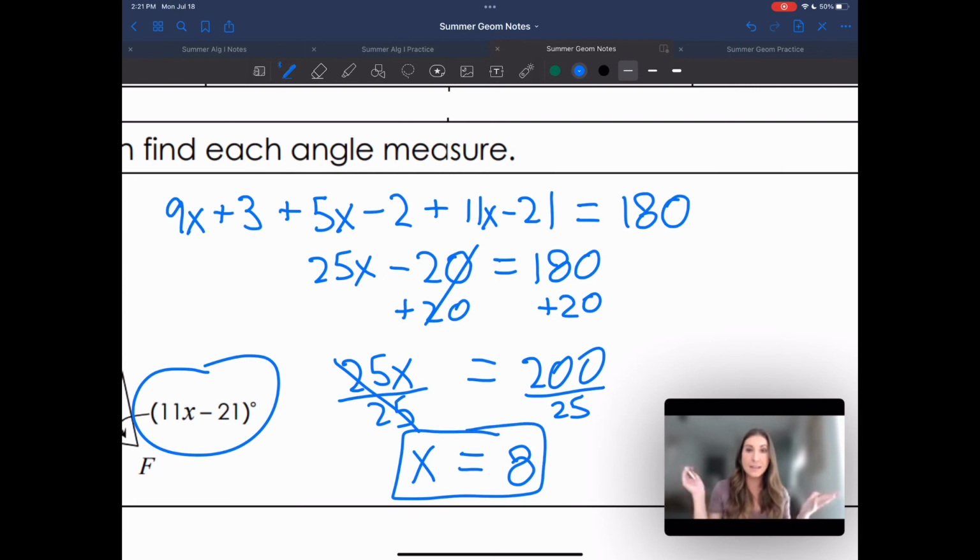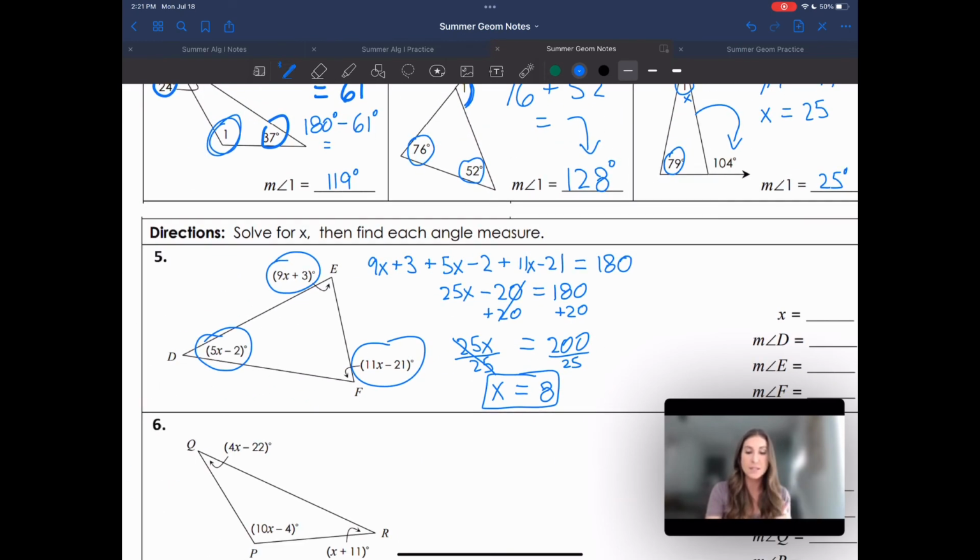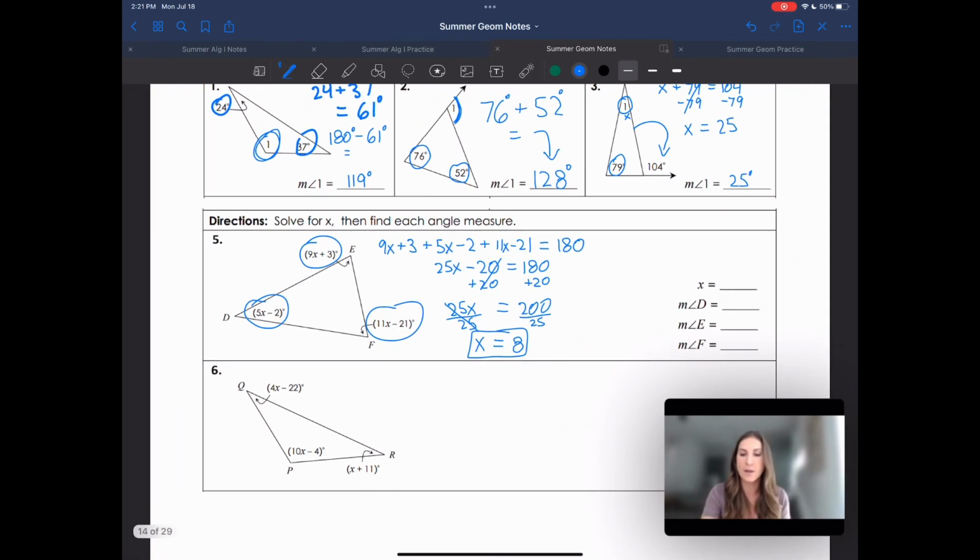x equals 8. We did it. Not too bad on the solving part. So we can go over here and answer the hardest question, which is the value of x. X equals 8. We're done there. Now, it's going to ask you these follow-up questions, but all you have to do is take your value that you got for x and plug it in for all of the x's to actually solve for their angles.